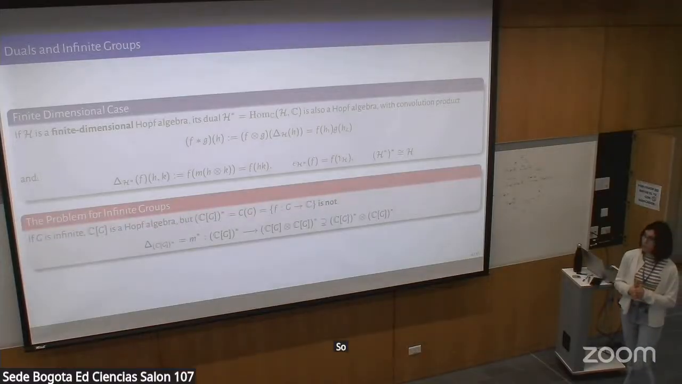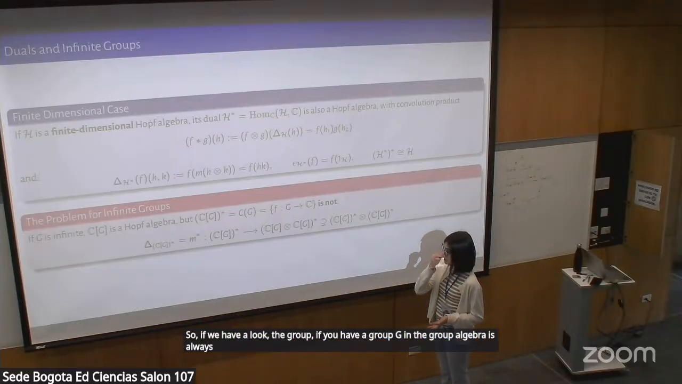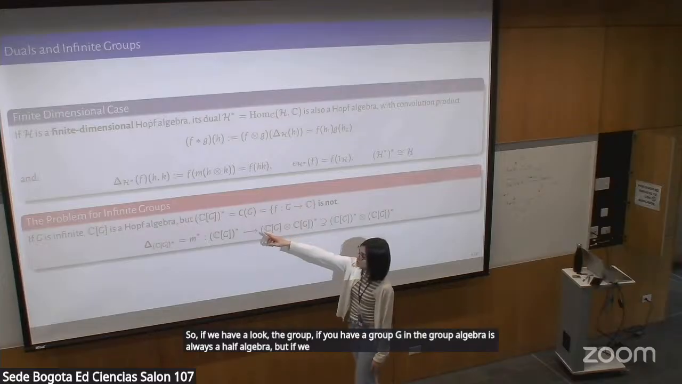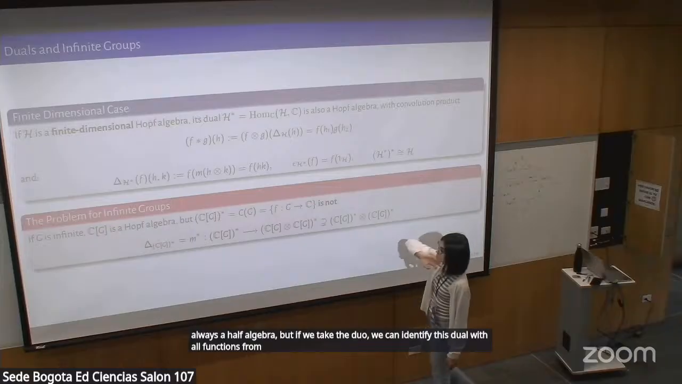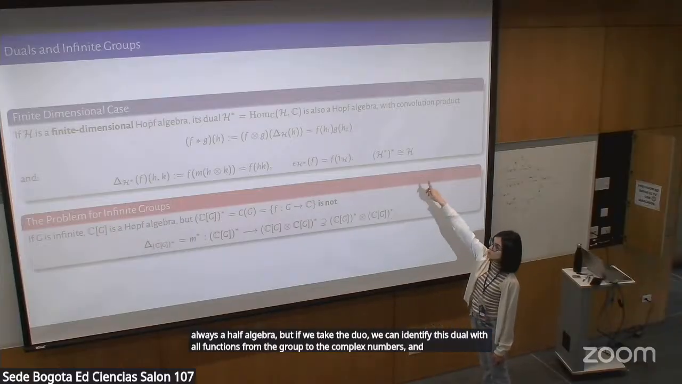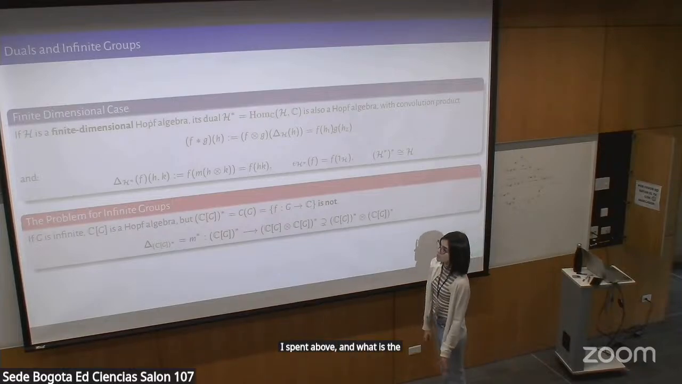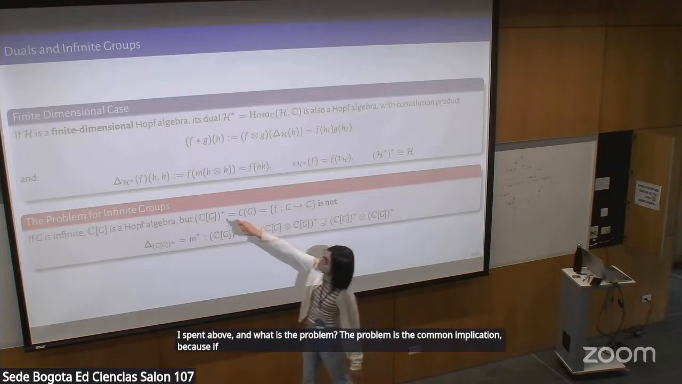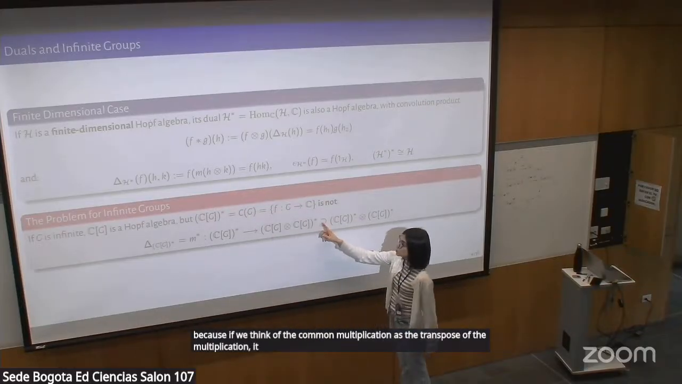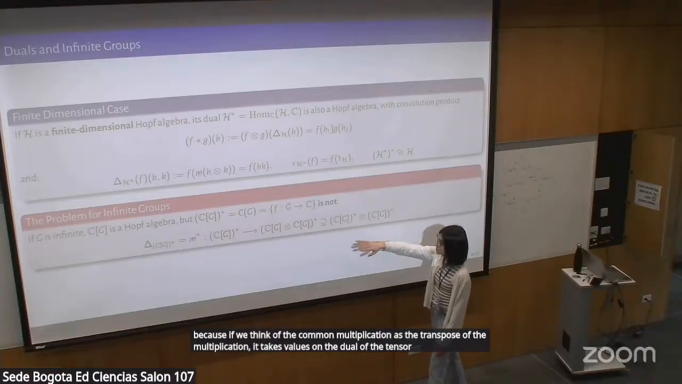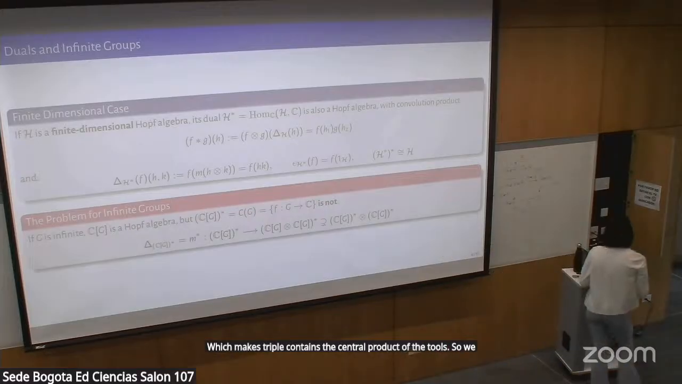So if you have a group G, the group algebra is always a Hopf algebra. But if we take the dual, we can identify this dual with all functions from the group to the complex numbers. And this is not a Hopf algebra anymore with the structure that I explained above. And what is the problem? The problem is the co-multiplication, because if we think of the co-multiplication as the transpose of the multiplication, it takes values in the dual of the tensor product, which strictly contains the tensor product of the duals. So we cannot define a co-multiplication.